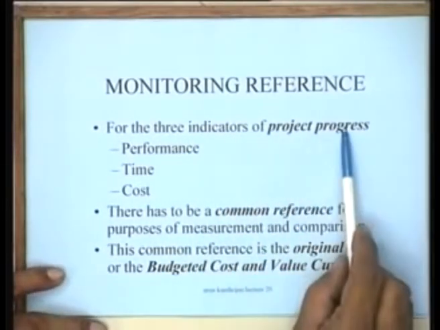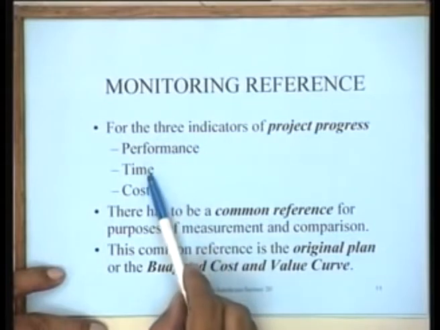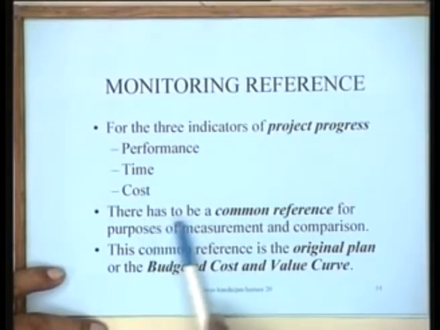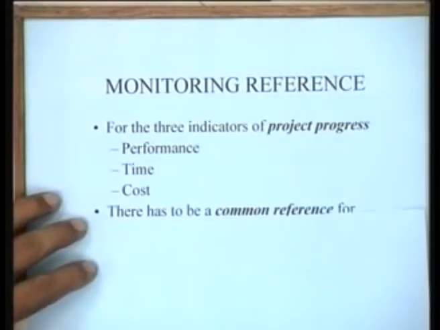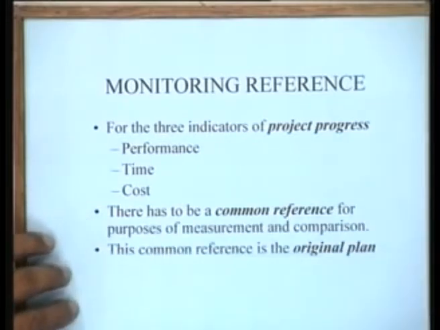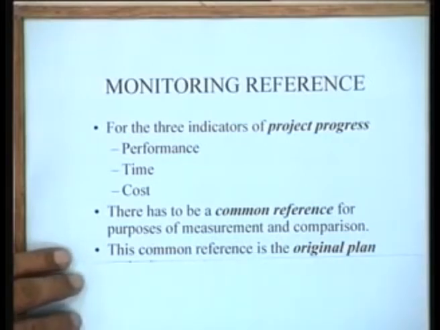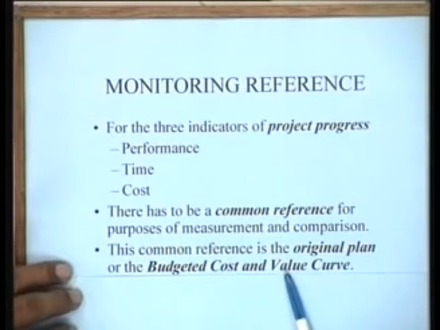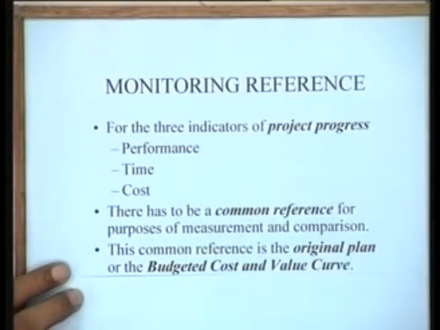For the three indicators of project progress, that is the performance, the time and the cost, there has to be a common reference for purposes of measurement and comparison. The important thing is a common reference. And this common reference is nothing but the original plan, or the budgeted cost and value curve which we just determined. Whether it is an early start schedule, a late start schedule or any schedule in between, that serves as a common reference, and this is used for finding out how the project is performing as you keep going on. So that's the important yardstick.